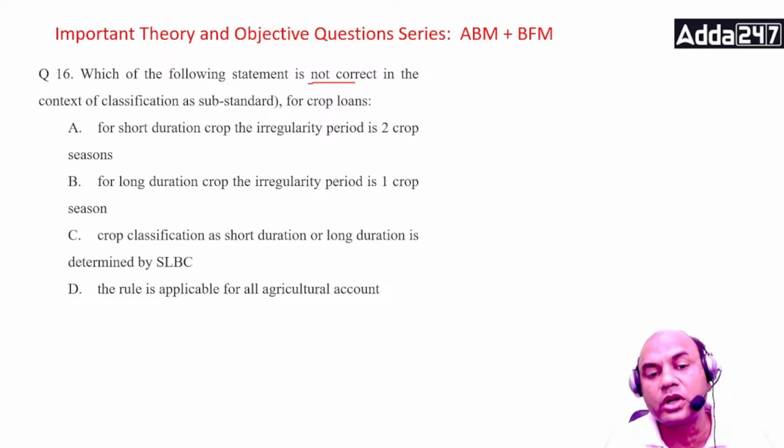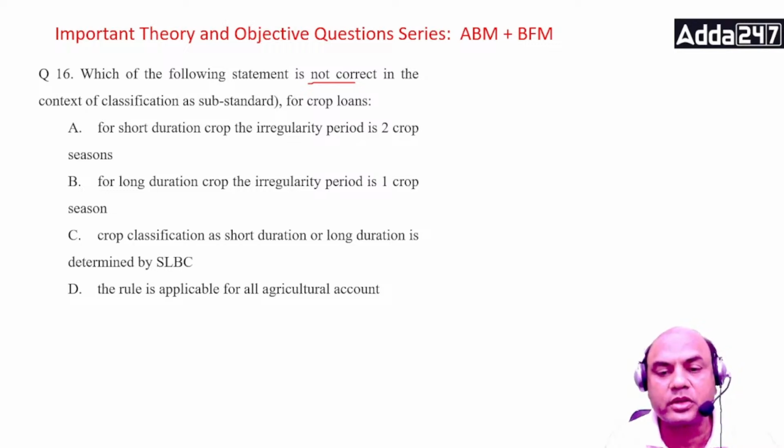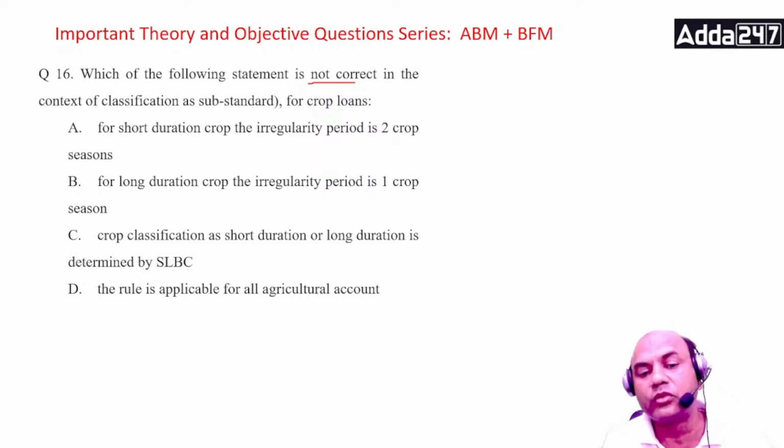So we want the one that is not correct. Which of them won't be correct? Understand this. Short duration crop and long duration crop: what is a short duration crop? A short duration crop is a crop which is completed within one season only. A long duration crop is a crop which requires 2 crop seasons. Now, which are those crops?